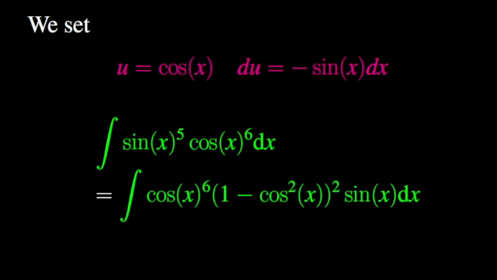Now let us set u equal to cos(x) and du equal to negative sin(x) dx. The integral of sin^5(x) times cos^6(x) dx is equal to the integral of cos^6(x) times the quantity (1 minus cos^2(x))^2 times sin(x) dx.